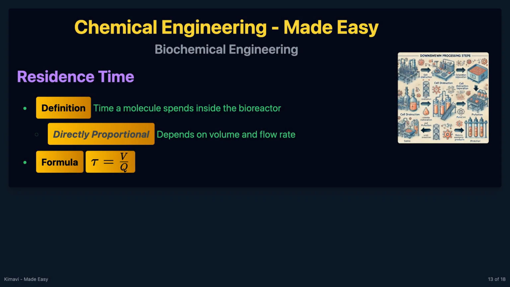Residence time is the average time a substrate molecule spends in the bioreactor. It is given by the formula tau equals the reactor volume divided by the volumetric flow rate.